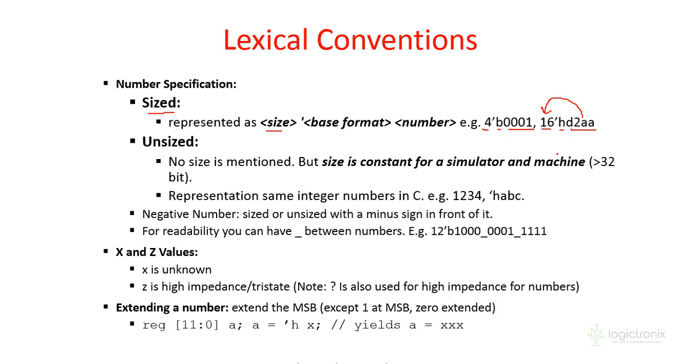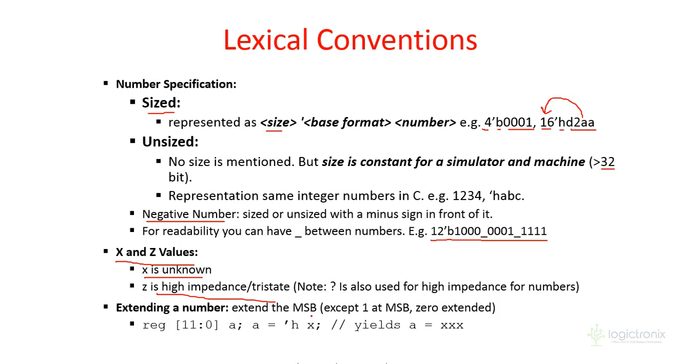Another is unsized numbers, without any size parameter. While simulating, they must have a size, but an unsized number can be used. It is treated as 32-bit format. There can also be negative numbers, and numbers can be separated by underscores. If we want multi-bit numbers, the underscore separates them here. x and z values are also there. x is for unknown and z is for high impedance.